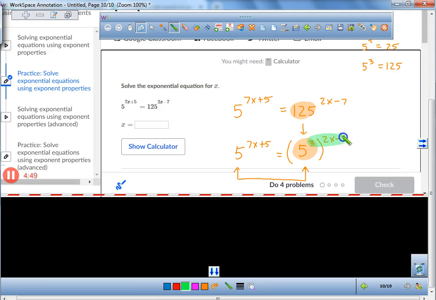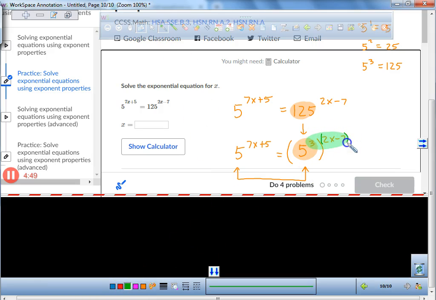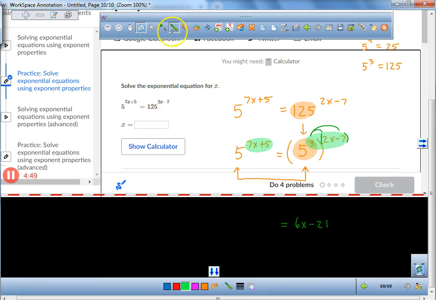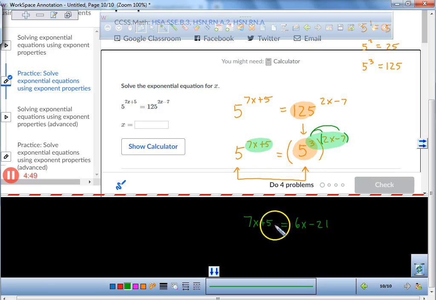Now, this is the part where students will make a mistake. They will forget what's called the power property, and what we actually have to do is multiply these two powers together. So anybody want to know what 3 times 2x and 3 times negative 7 is? 3 times 2x is 6x. 3 times negative 7 is negative 21. And we're going to set that equal to this. So hopefully you'll understand. I don't need to worry about these 5s anymore because I've changed them to the same base. All I got to do is now just solve for x.